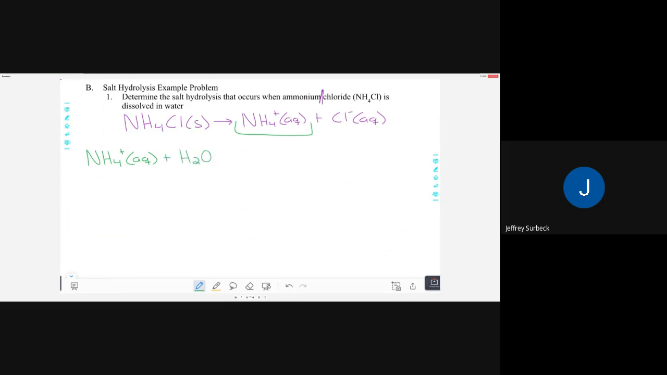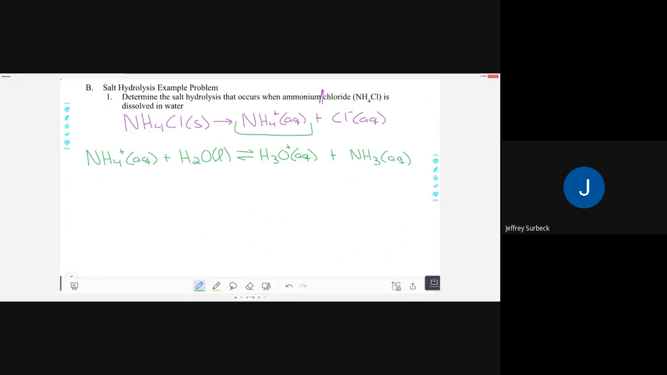Now, NH4 plus, take a guess here, is that an acid or a base? Acid, it's a weak acid, so what happens to one of its H's? Yep, gives it away, and it forms this. Again, equilibrium, H3O plus, AQ, and we get our NH3. That would really be our answer, the equation I wrote in green.